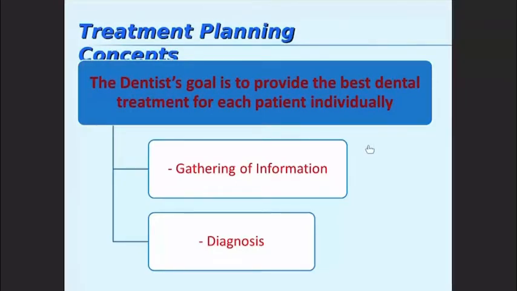Now, there are some concepts of treatment planning, as you can look at in this slide. The dentist's goal is to provide the best possible dental treatment to each and every patient individually. This has to be kept in mind, because even though two different patients have the same problem, the treatment might be a little different for each of them because of the underlying systemic condition or any other problems the patient has. So it is the dentist's goal to provide the best dental treatment possible to each patient individually. We provide this to the patient by gathering information and doing the diagnosis.